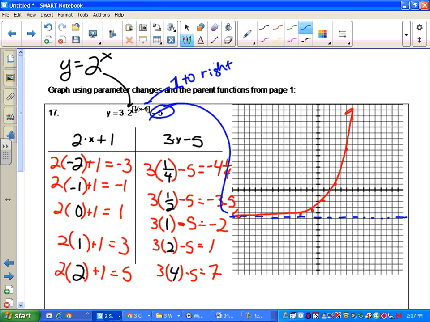One to the right. So on my asymptote, one to the right, I'm going to put this open circle. And that's kind of my new origin, where they would cross here. I just moved it around. So that's kind of where the origin would be with these transformations. Now all I have to do is take my, I really just have this left. Do you agree?